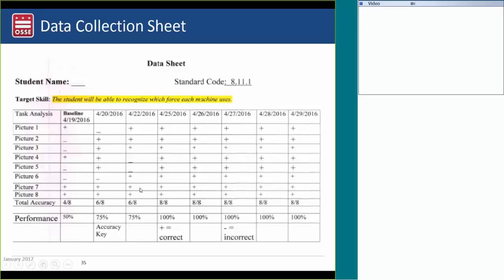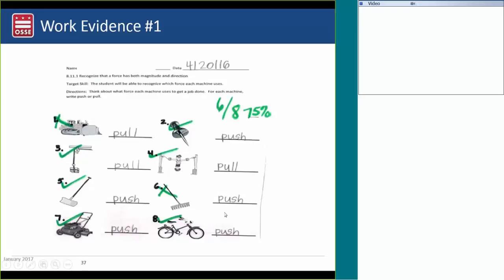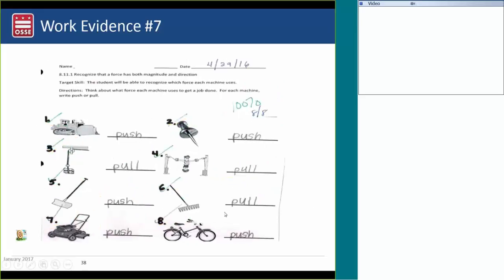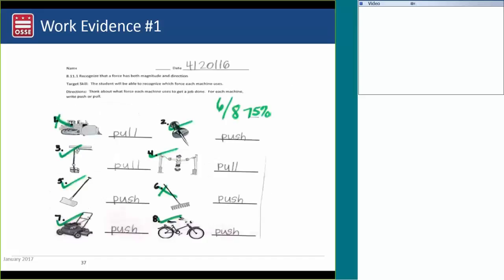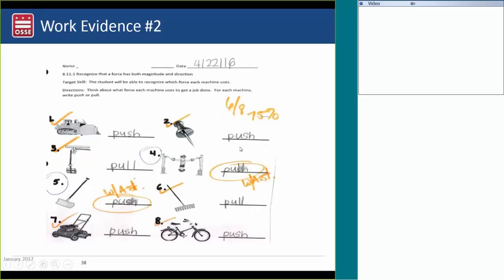If, in fact, you are using this data to inform instruction, after the student got 100% three times in a row using the same data sheet, I would consider changing the task a little bit. And what I might do as a teacher is change these pictures. Okay. And see if the student could still apply pull and push to something different. Clearly they know whether it's a pull or a push based on these pictures. But now what could they do with a novel picture? What about something different?